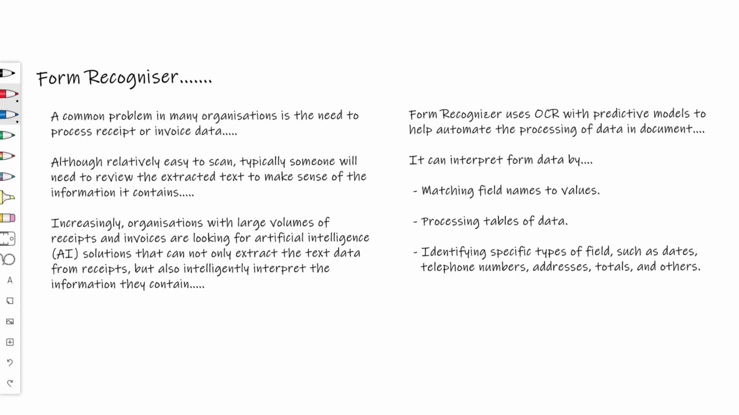But we can also go one stage further with services such as the Form Recognizer. This uses OCR with predictive models to help automate the processing of data in a document. Now by default, the service uses unsupervised learning to understand the layout and relationships between fields and entries in your forms. When you submit, the algorithm clusters the forms by type, discovers what keys and tables are present, and associates the values from keys and entries to tables.